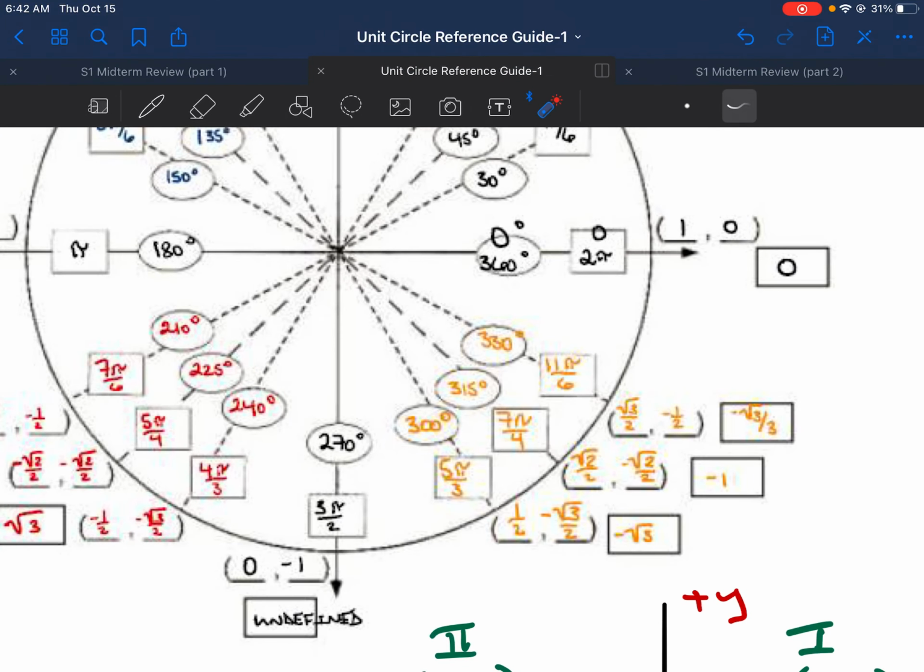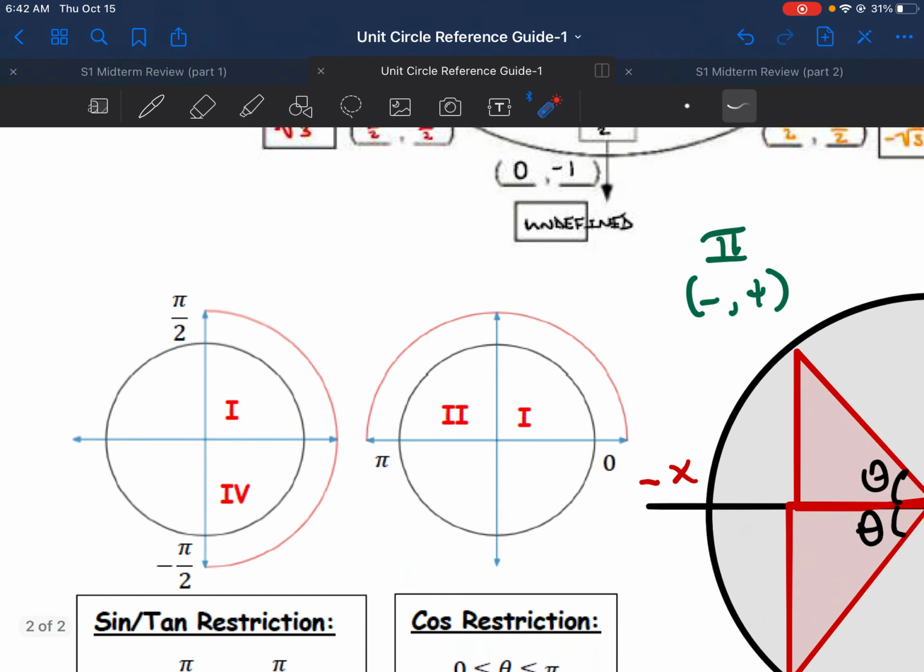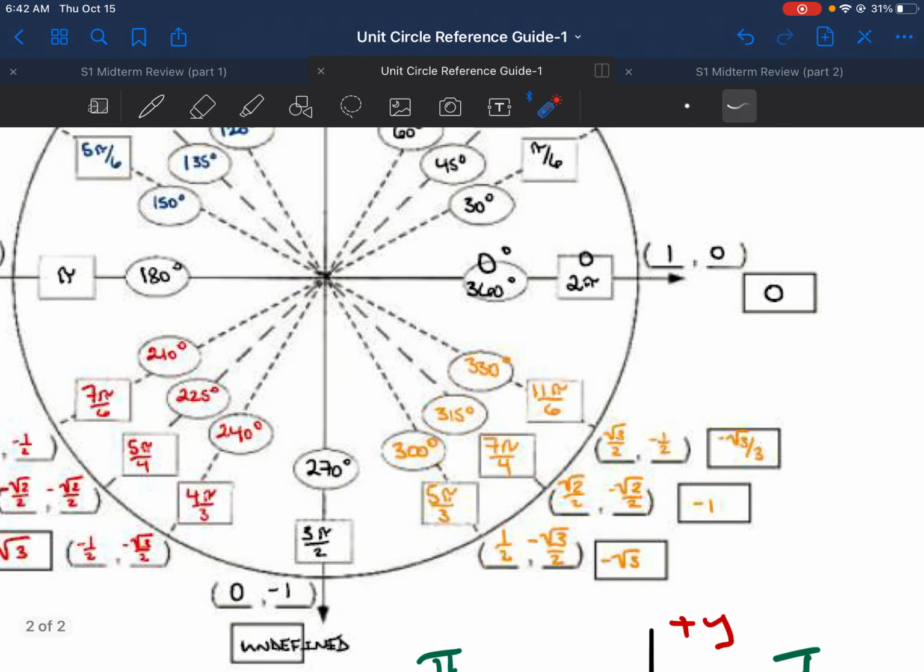Well, if I'm looking here in quadrant 4, sine value, the y values, there's a negative square root of 3 over 2 for a y value, and that happens at 5 pi over 3. But 5 pi over 3 is not between negative pi over 2 and positive pi over 2. So now you have to think back to what we did with negative angles. Remember that we said 11 pi over 6.